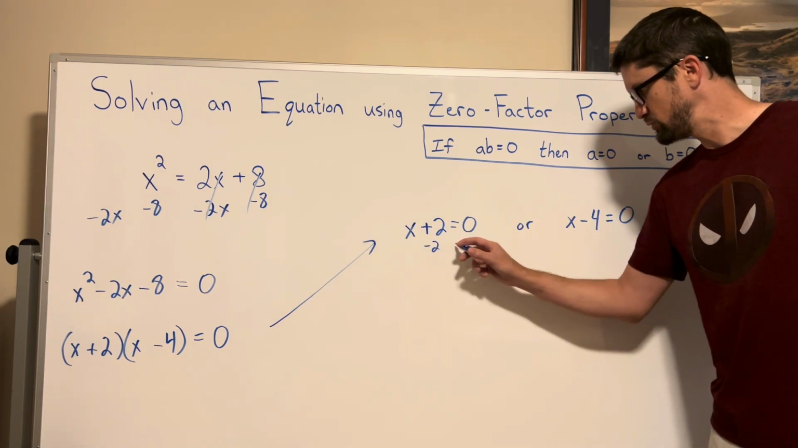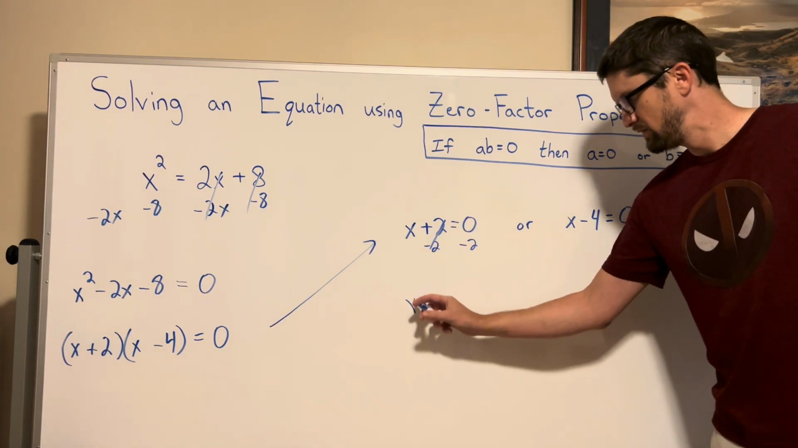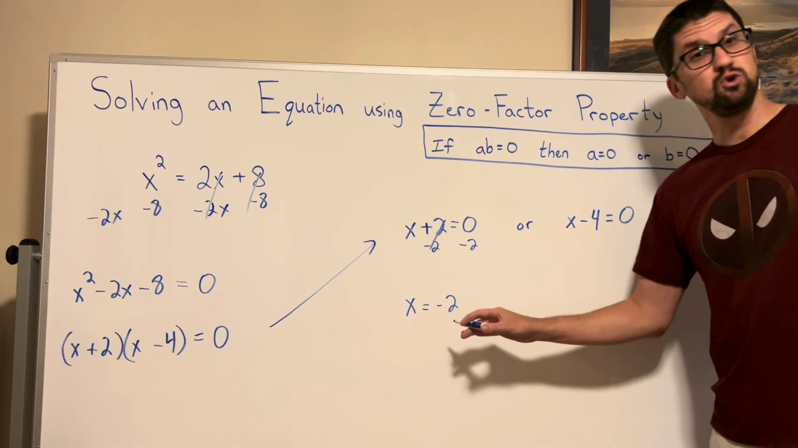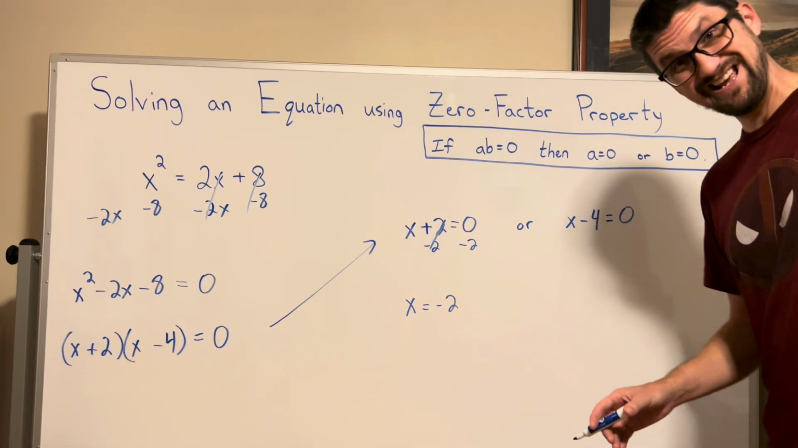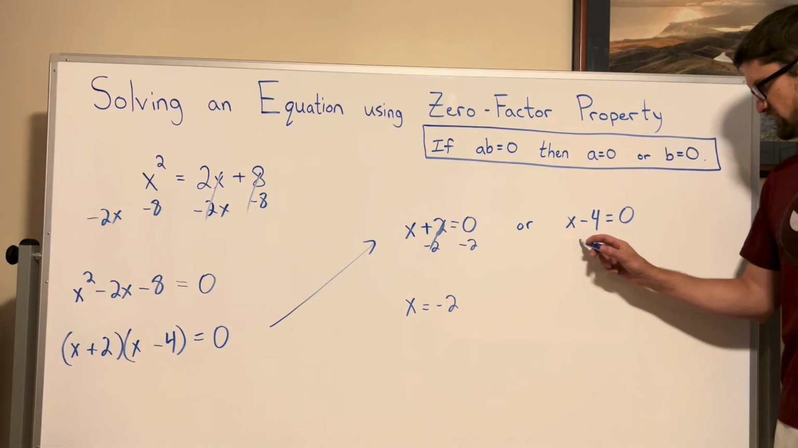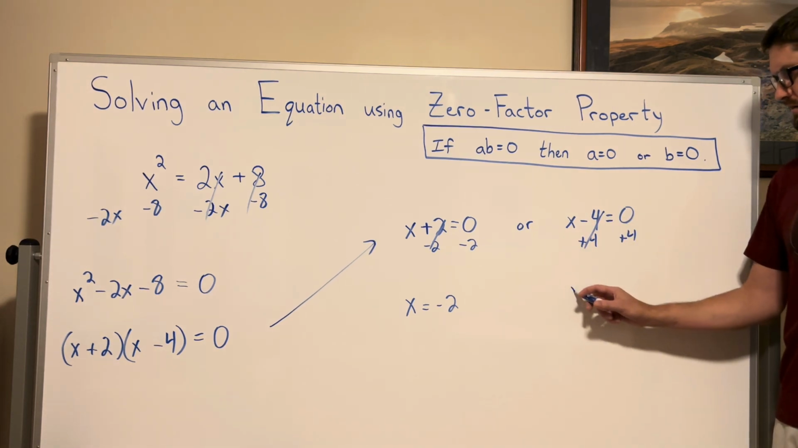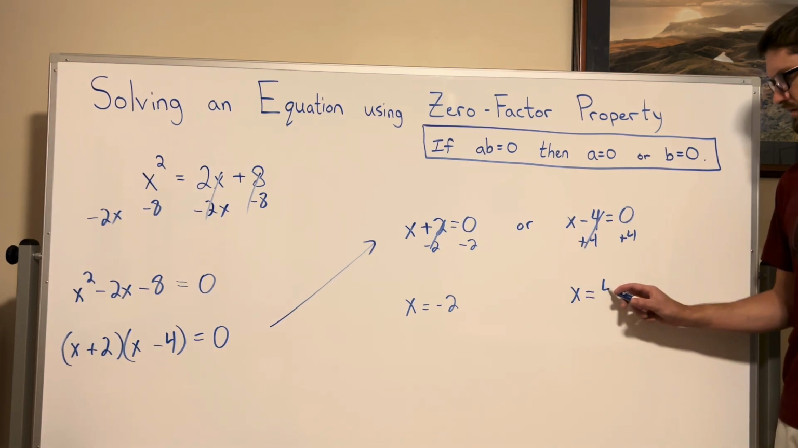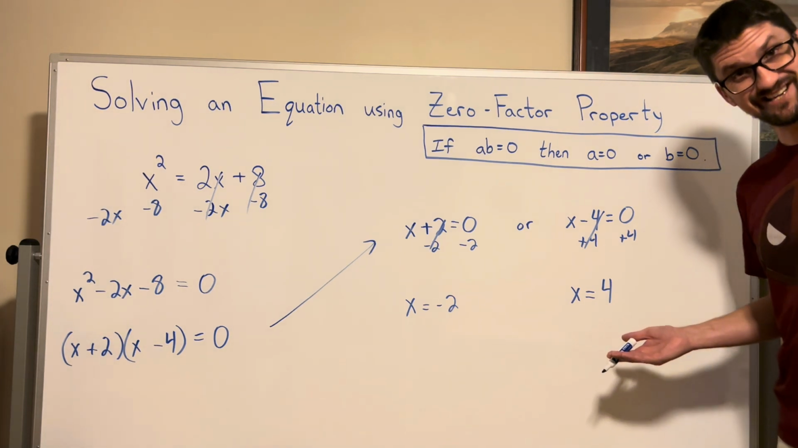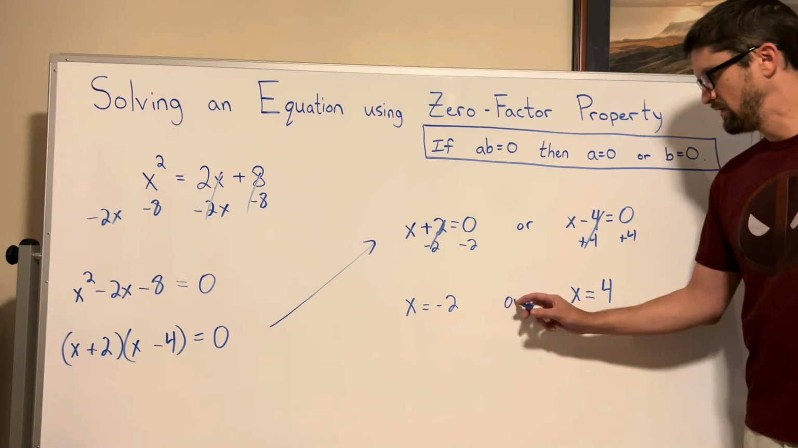From here, solve each of these. You can subtract 2 on both sides here. You end up with x = -2. This one, add 4 on both sides. And you get x = 4.